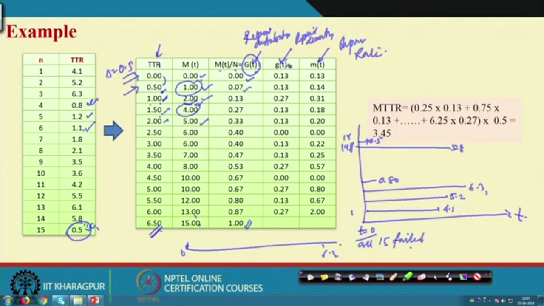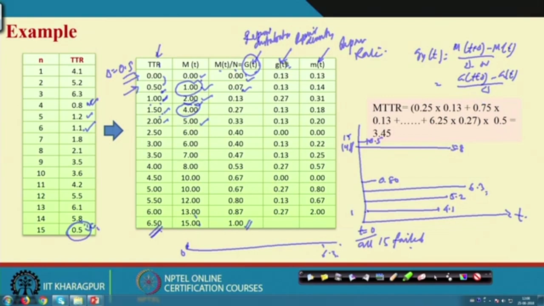What will be the g(t) values? The g(t) values will be this minus this. Small g(t), what we found out, is M(t + delta) minus M(t) by delta into N, or we have found out G(t + delta) minus G(t) by delta. So, M(t + delta) by N, that is G(delta).